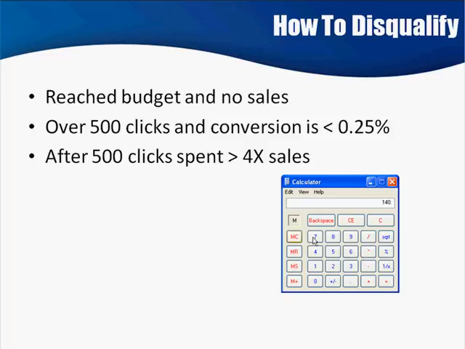So what you've got to do is, after 500 clicks, see what your sales are and see how much you have spent, and 4 times the sale. Now, I know what you're saying: I didn't make any money, and you're still saying... In other words, it really takes a badly performing product or campaign to totally disqualify right out of the gate. Okay, and that means 500 clicks, and what you spent on those clicks is greater than 4 times the amount of your commissions.